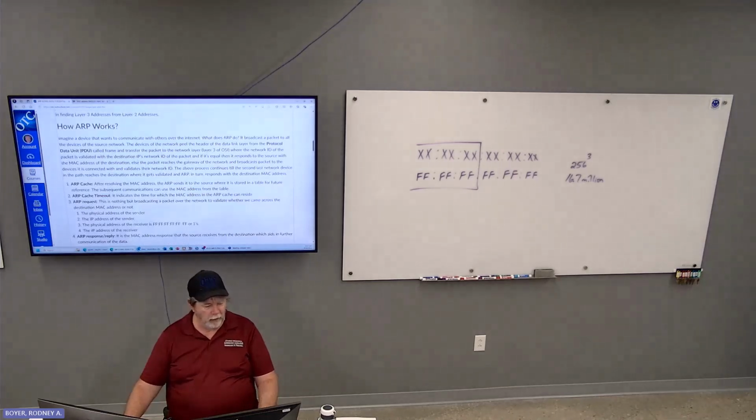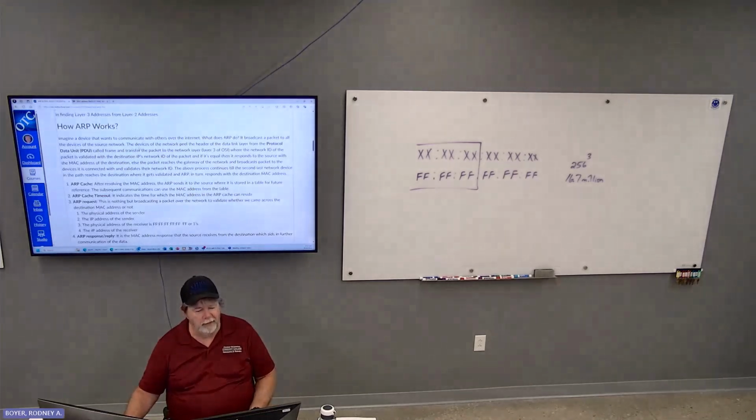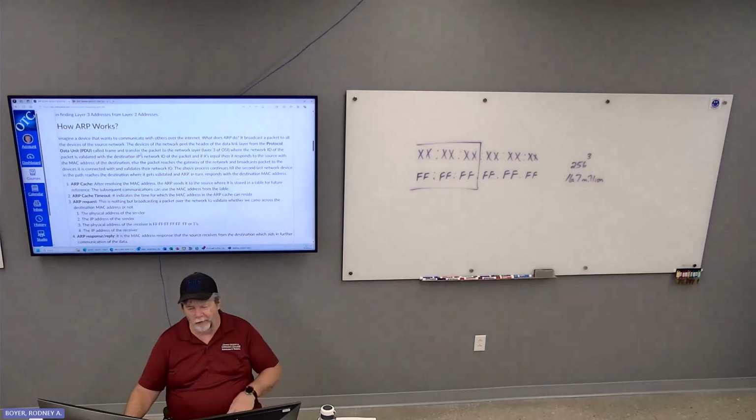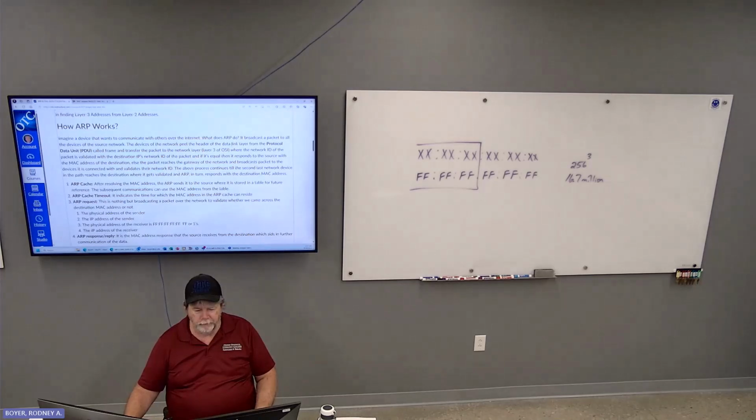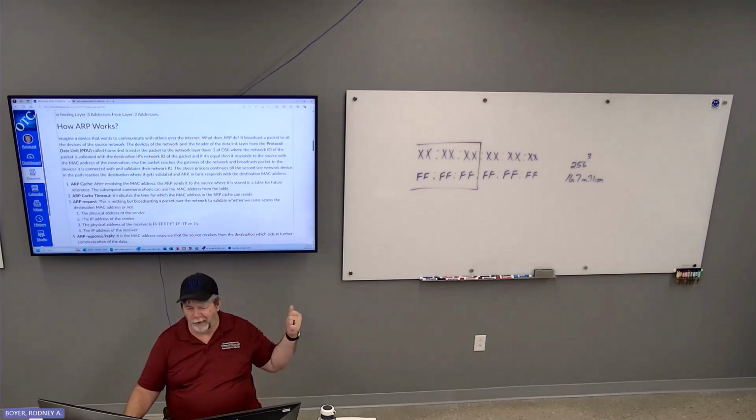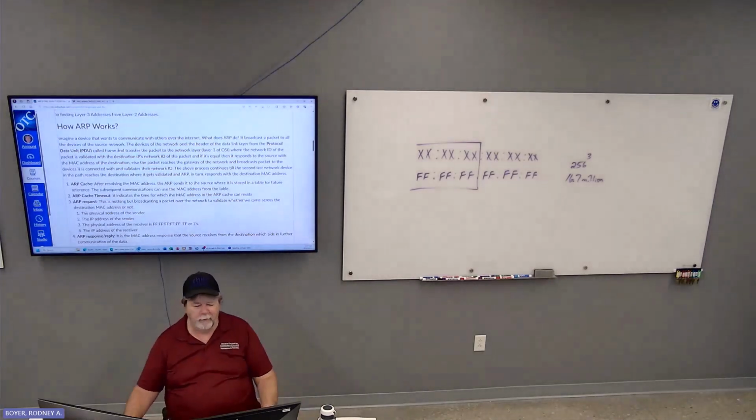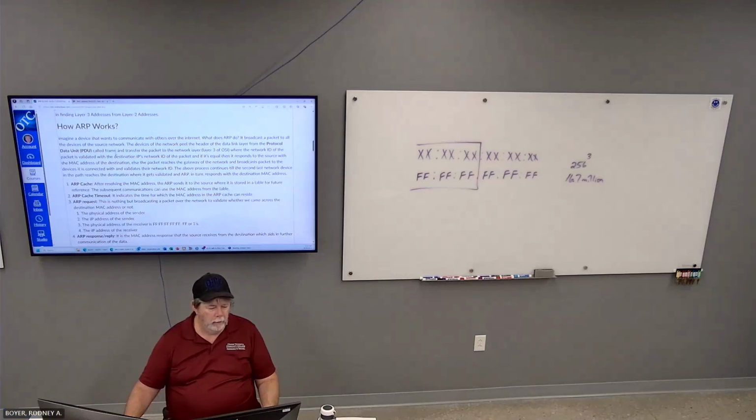Okay, so how does ARP work? Imagine a device wants to communicate with others over the internet, or any network for that matter. What does ARP do? It broadcasts a packet to all devices of the source network. That broadcast is FF until you get enough Fs, which is the hexadecimal form of all ones.